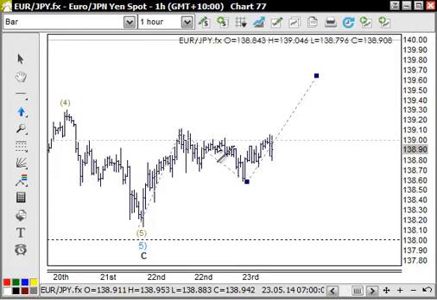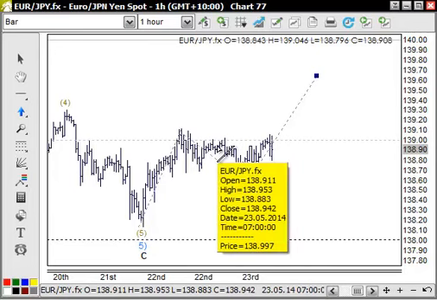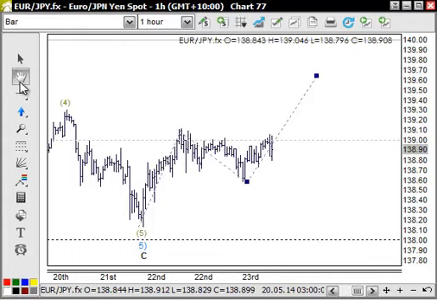So the US dollar is pushing to the upside, so you need to take that on board and see what your pair are doing under that particular pressure.